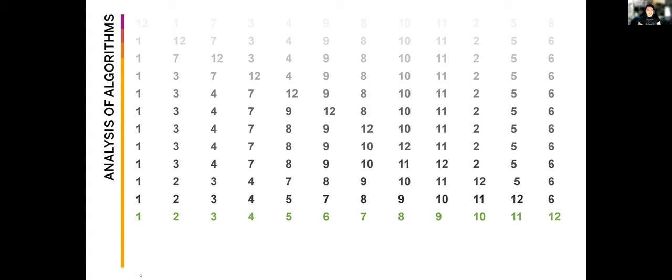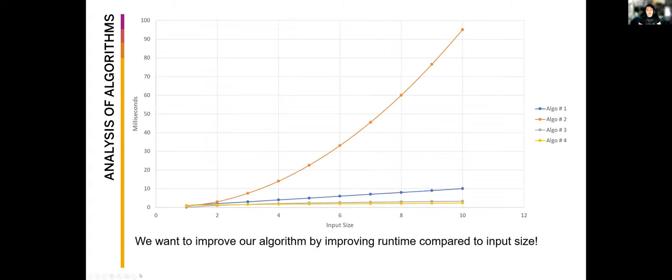And from an analysis perspective, we have various algorithms. As the input size grows, the runtime grows as well, and the scale of that growth in runtime is how we define the performance of the algorithm. Let's say algo one has a linear growth, then it's a linearly growing algorithm. Algo two grows quadratically, on the power of two. Algo three and four are both logarithmic, so they grow logarithmically. You want to improve your algorithm by improving the runtime compared to the input size. That's a quick brief of day one. All the slides for day one have already been sent.